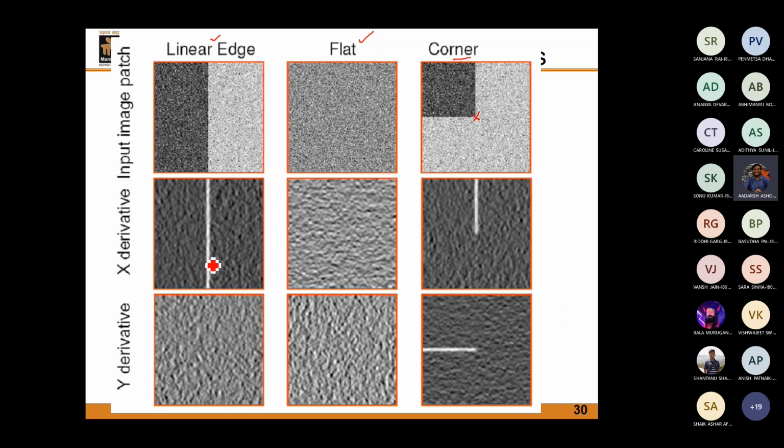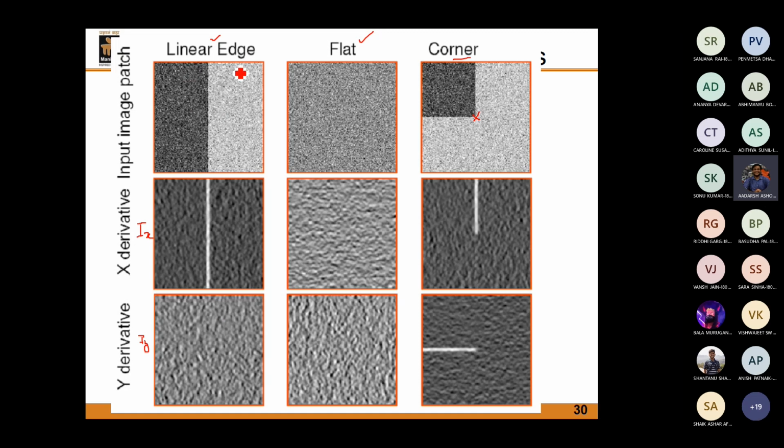Now, if I'm trying to calculate the partial derivative along the x-axis, let me denote this as Ix, which is the partial derivative of the image along the x-axis. And for this particular patch here, Iy is the partial derivative along the y-axis. Let me plot the gradient of the given images along the x direction and y direction.